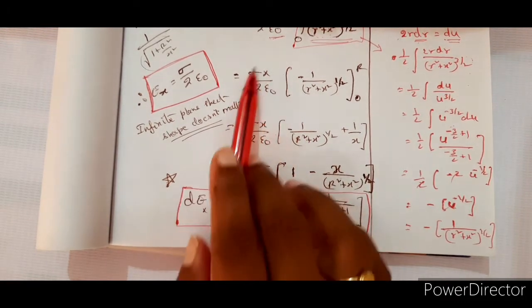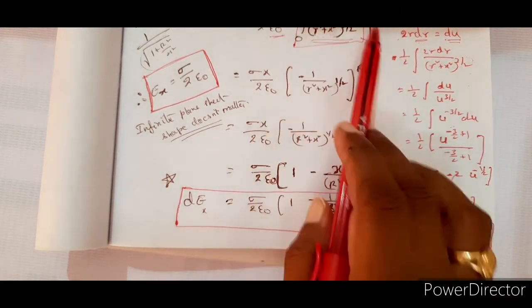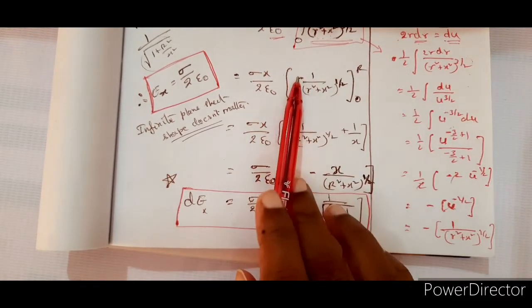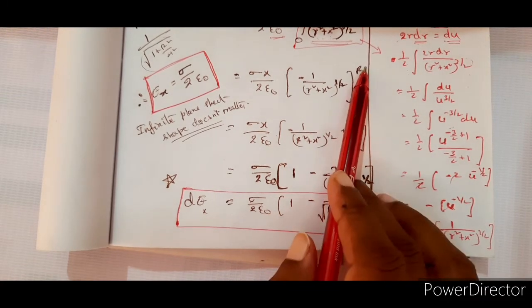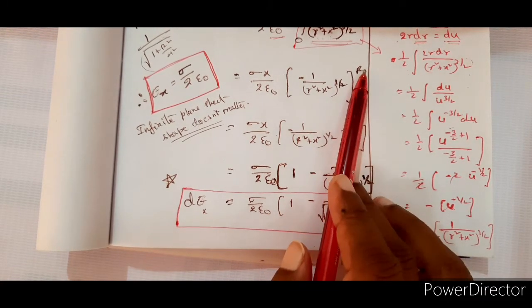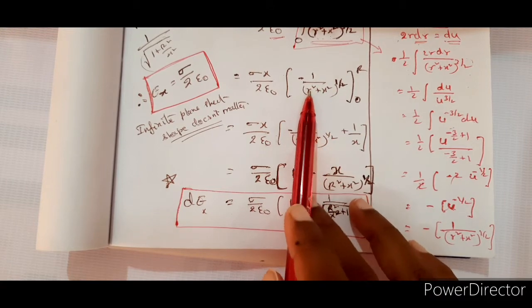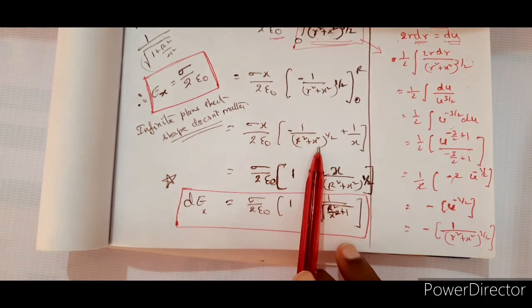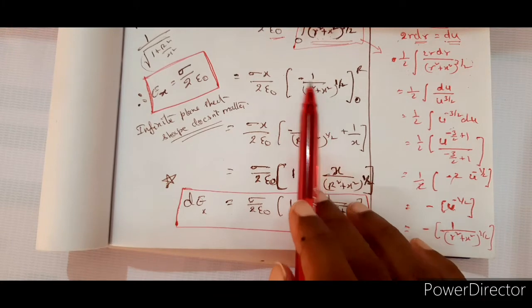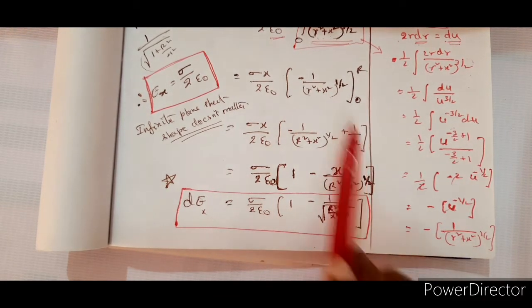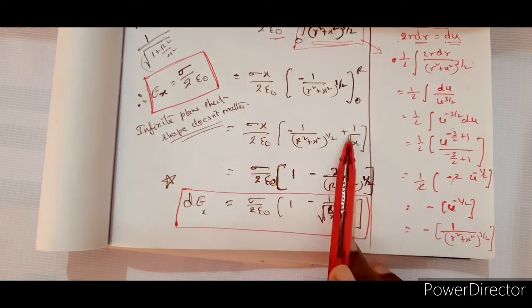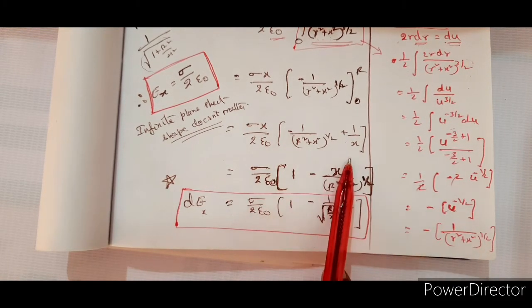Right? So sigma x by 2 epsilon naught. This integration part we have seen here, so that is giving 1 by root of r square plus x square, from 0 to capital R. Now applying the limits, you will get the upper limit as capital R square plus x square. When you apply the lower limit, r square becomes 0. So 1 by x square under root is 1 by x. Minus of minus is plus 1 by x. So this is the simplification part.